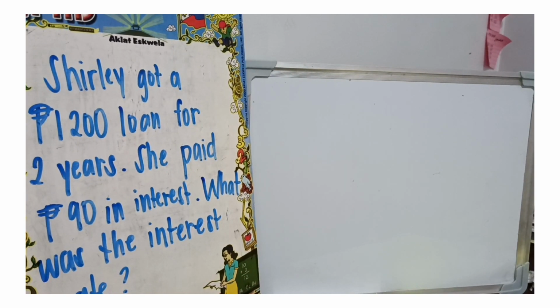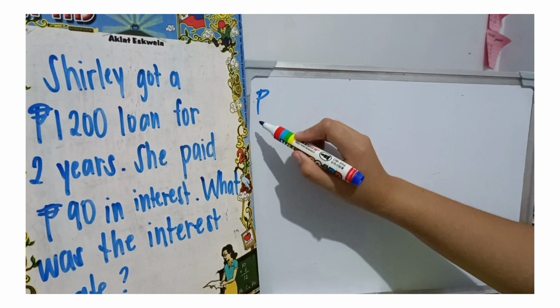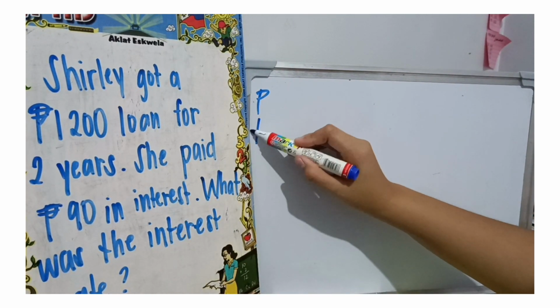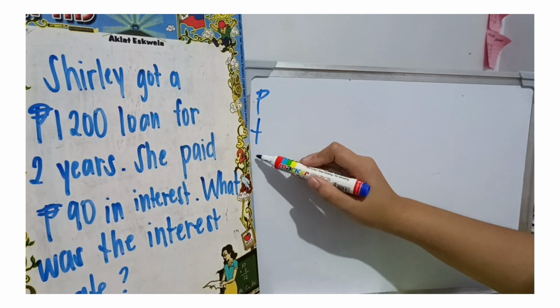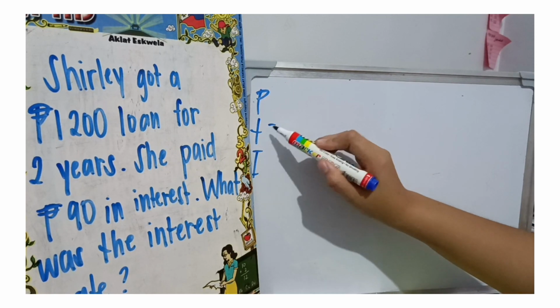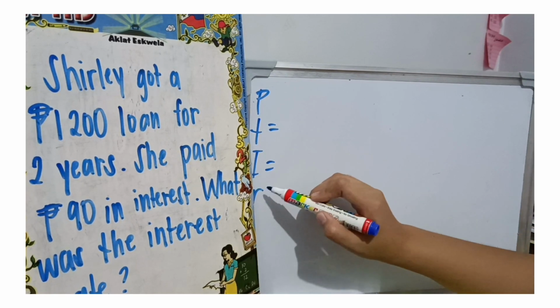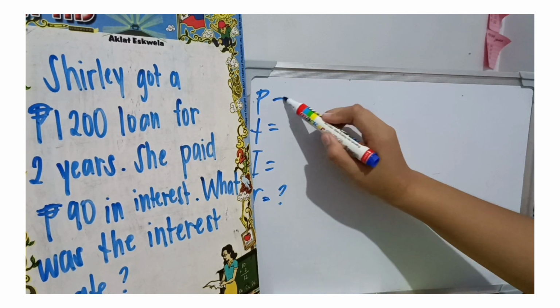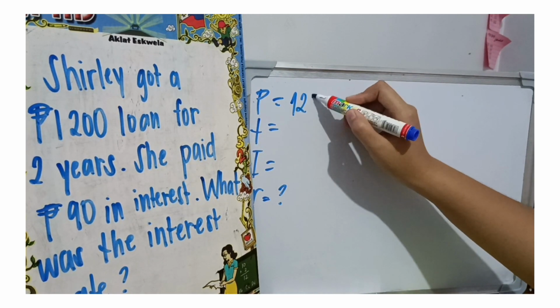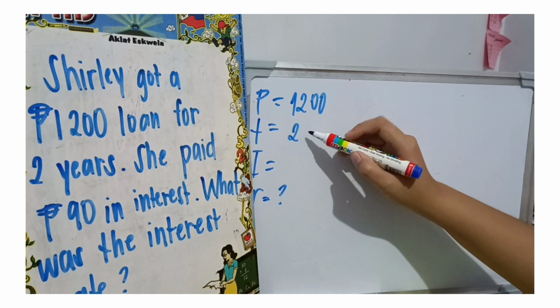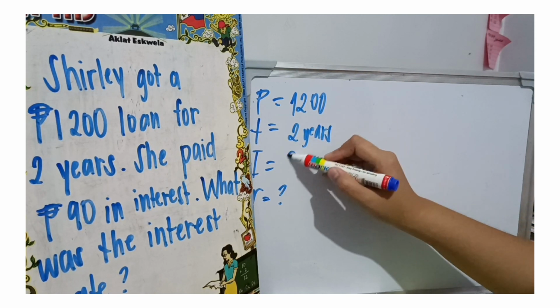So, next problem: Shirley got a 1,200 pesos loan for 2 years. She paid 90 pesos in interest. What was the interest rate? So, here, we are given the principal, time, and interest. What is missing now is the interest rate. So, our principal is 1,200, time is 2 years, and our interest is 90.